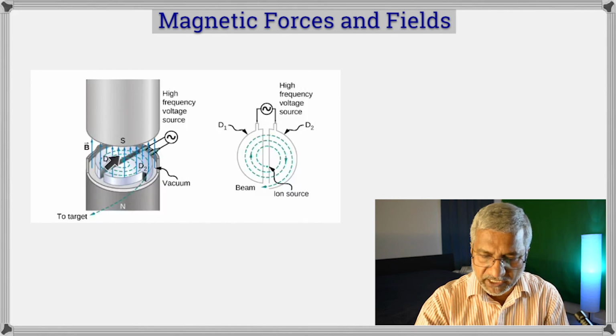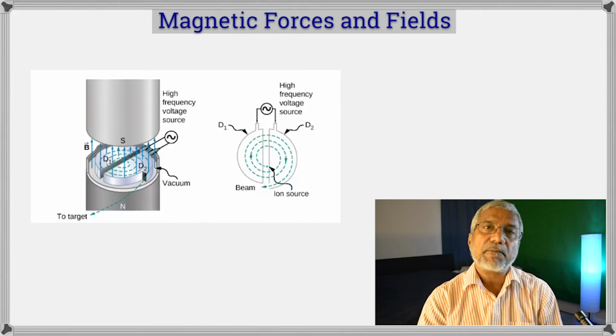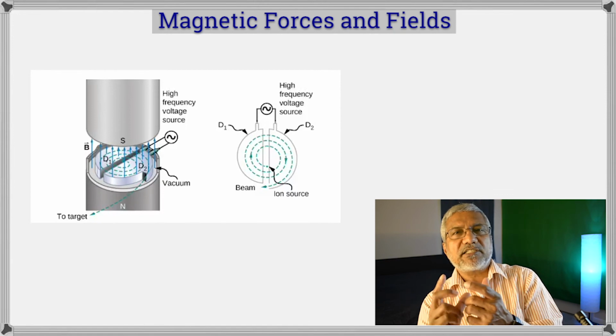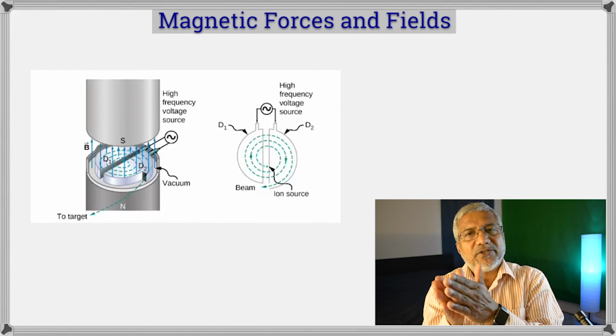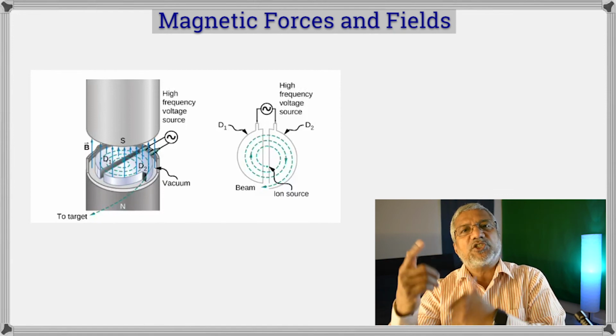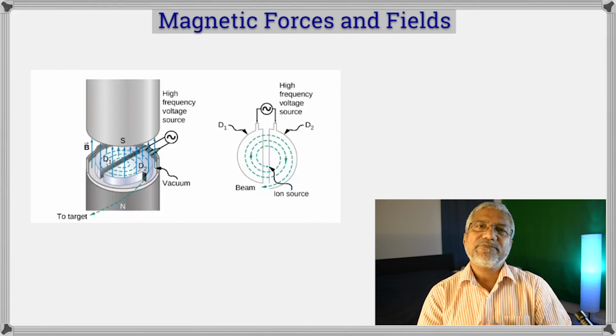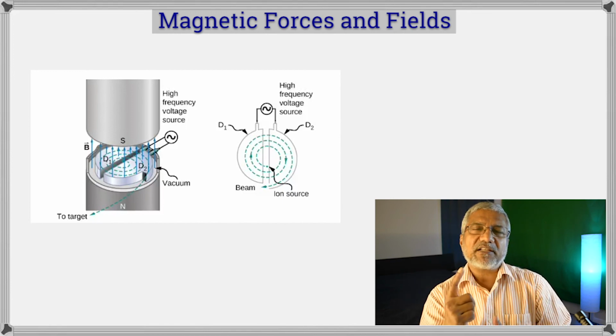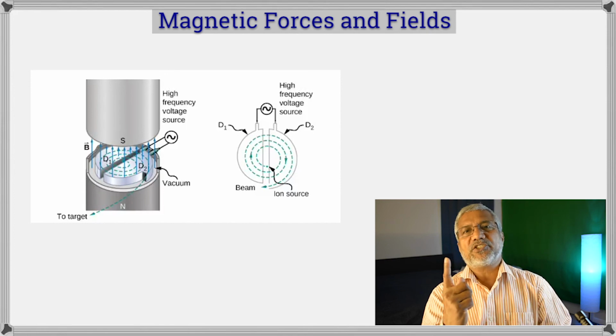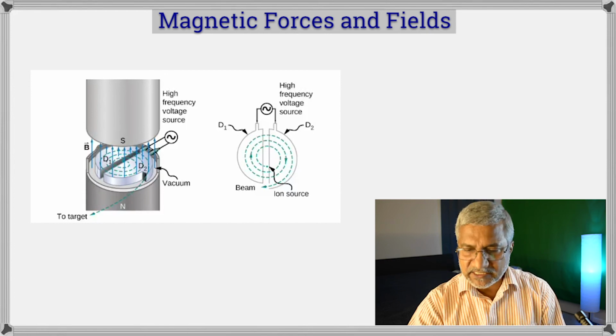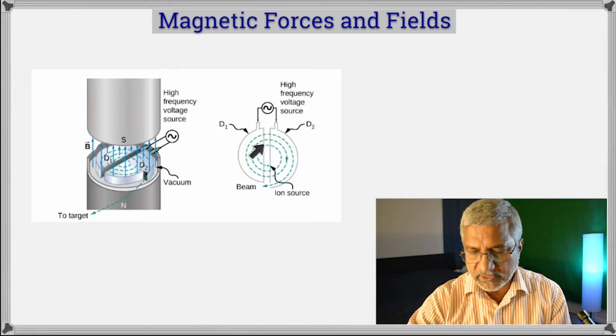So there's also a magnetic field from the north to the south. So you not only have an electric field, you also have a magnetic field which is perpendicular to the electric field. And because of the magnetic field, the particle is compelled to move in a circular path, or in this case, a semicircular path.